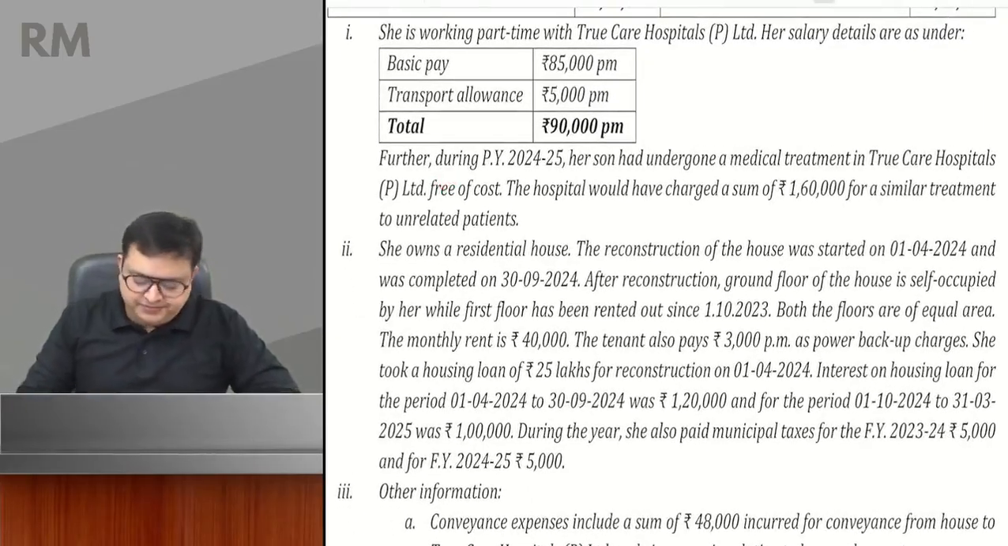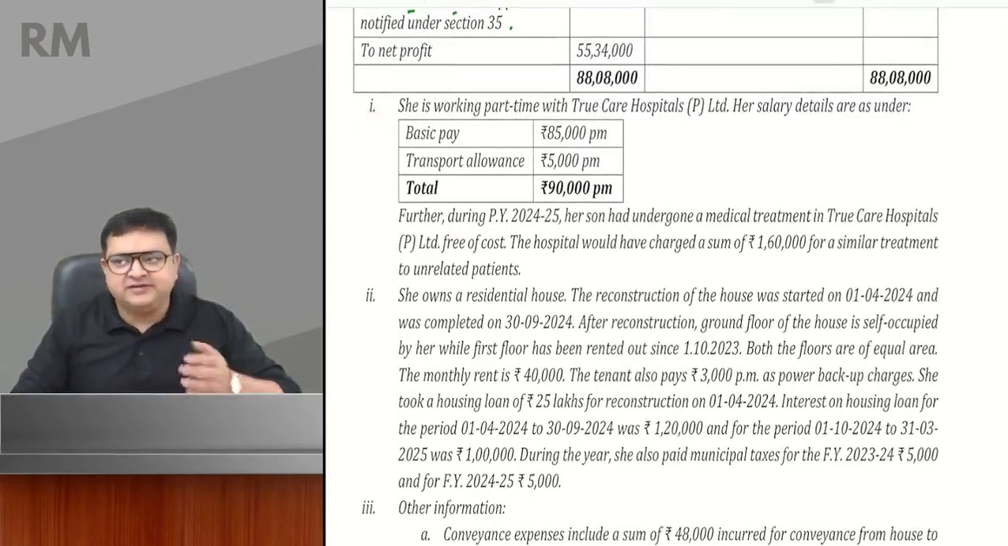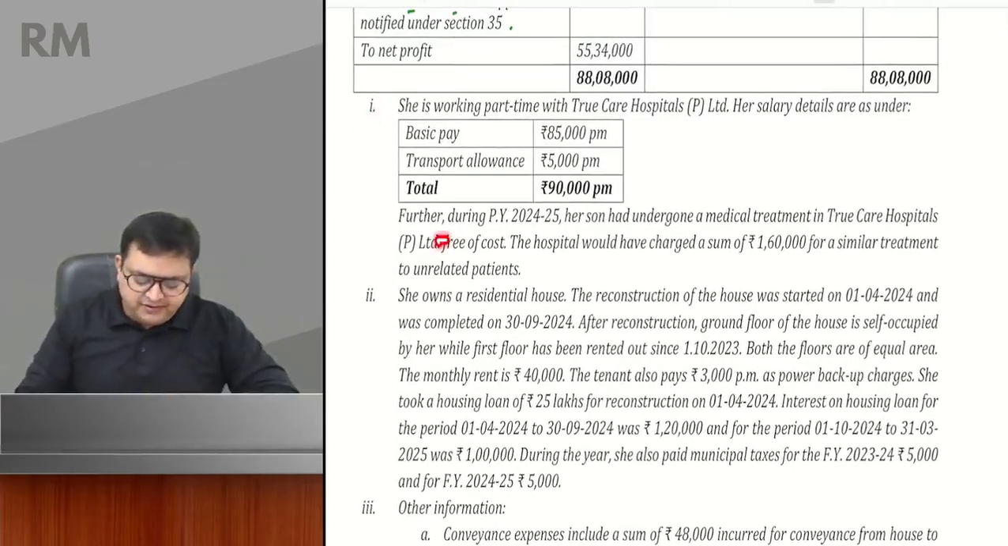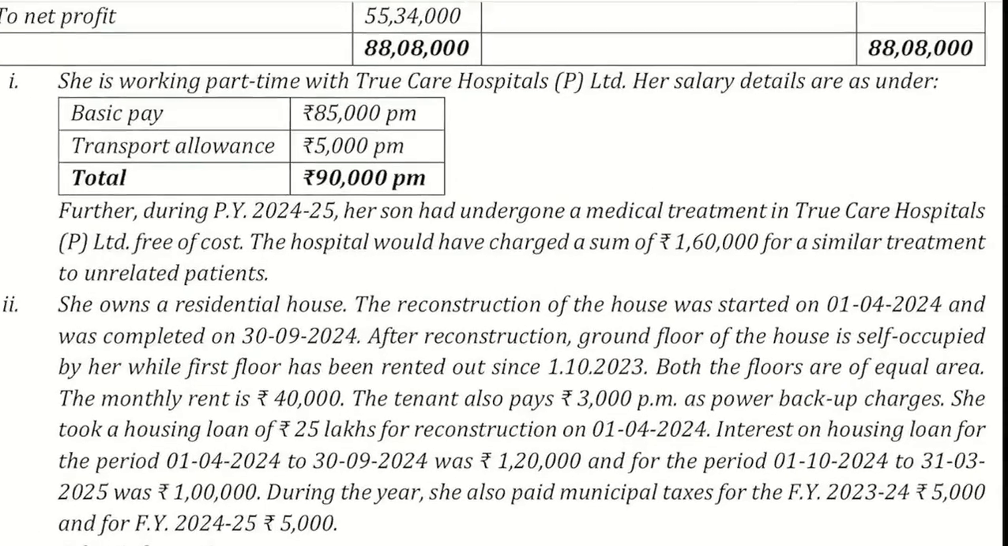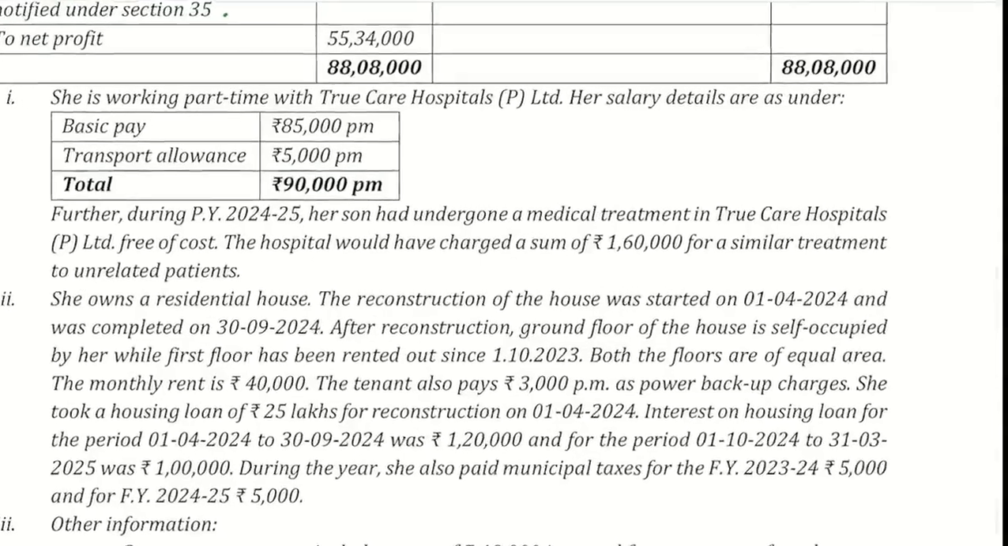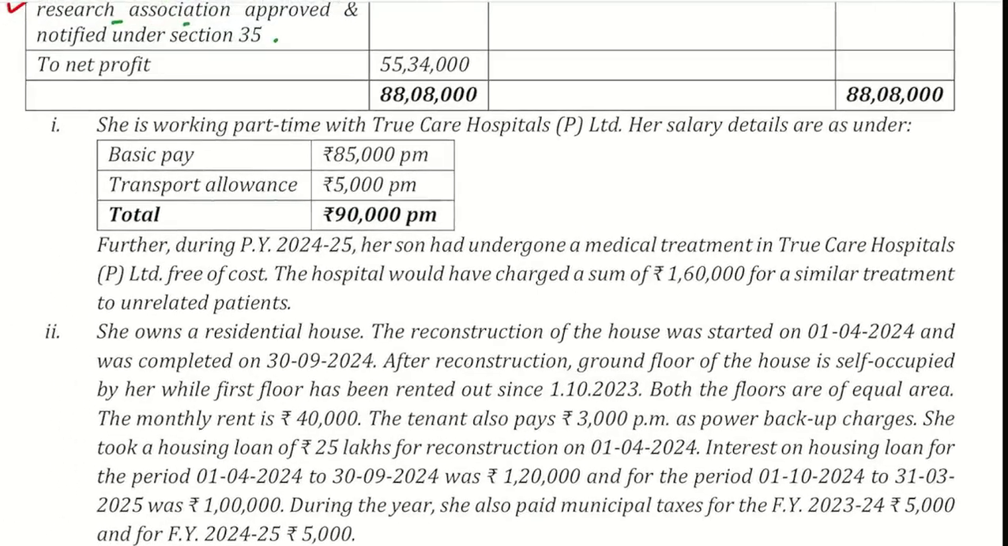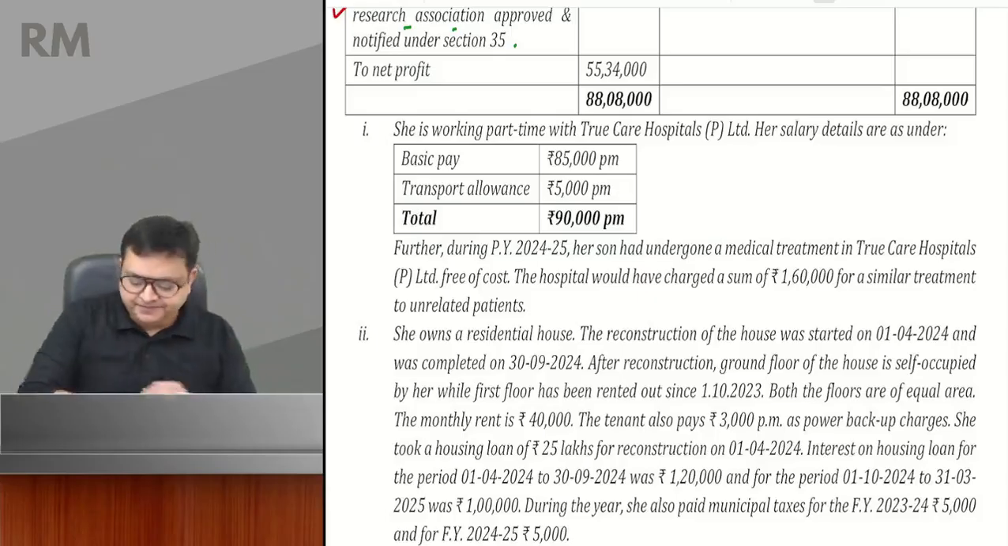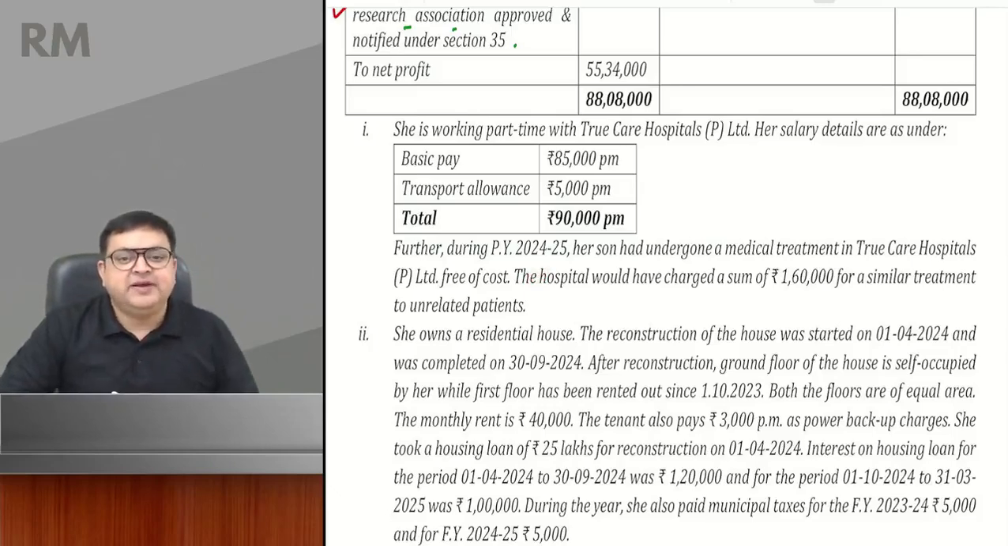Further, during the previous year 24-25, her son has undergone a medical treatment in True Care Hospital free of cost. The hospital would have charged a sum of 1,60,000 for a similar treatment to an unrelated patient. Is it a medical allowance or a medical facility? Her son got treated in the employer hospital. It's a medical facility, right?